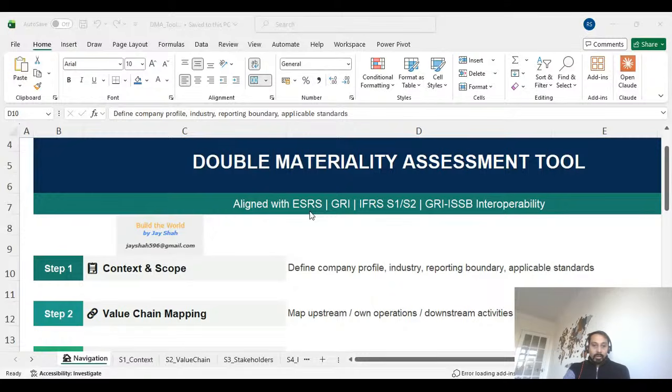So now, if you have any particular questions on this Excel template, feel free to ask. And if you have any particular questions on the double materiality side or any other questions, feel free to ask in the chat box. We will have 5 minutes and then we will close this session.